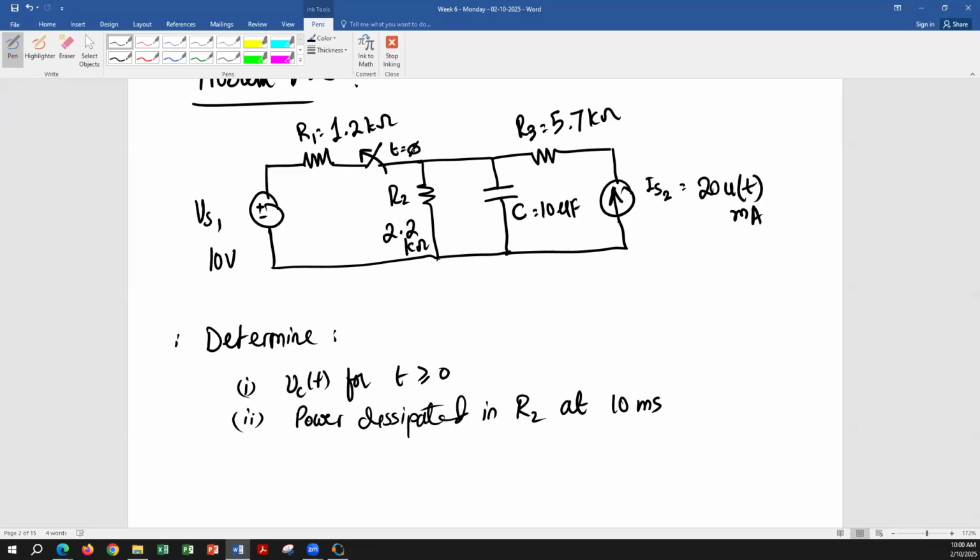Okay. So again, look at the circuit, analyze it, and see how the circuit is behaving. Assume again it's running for a long time before our reference time, which is t is equal to 0. What is happening at t is equal to 0? Of course, switch is opening, and what else is happening?